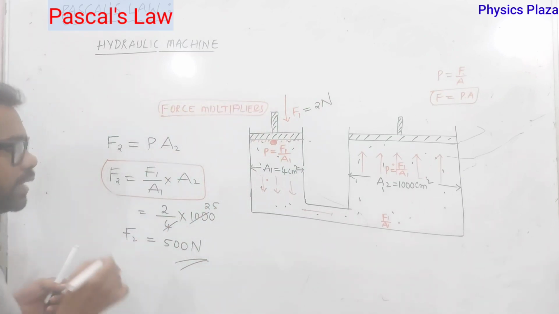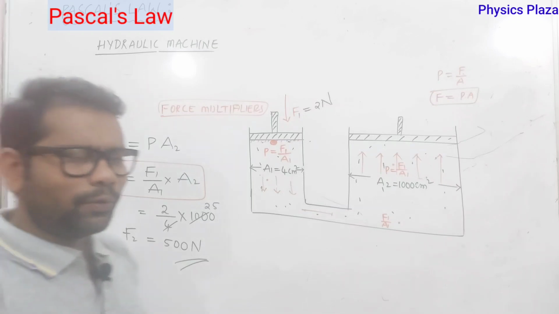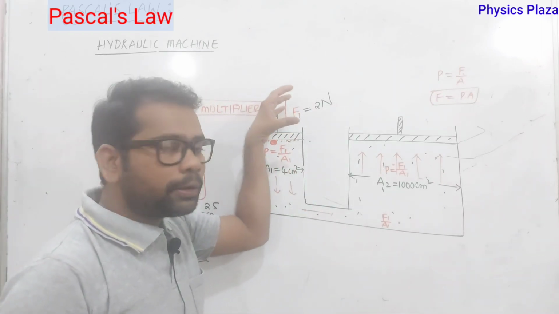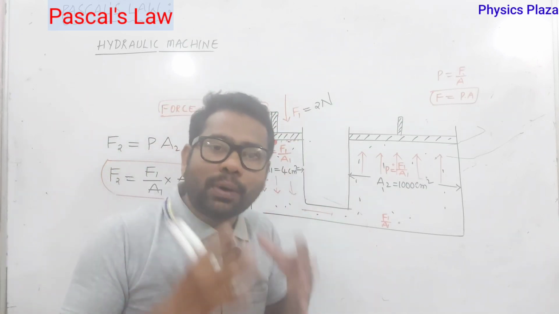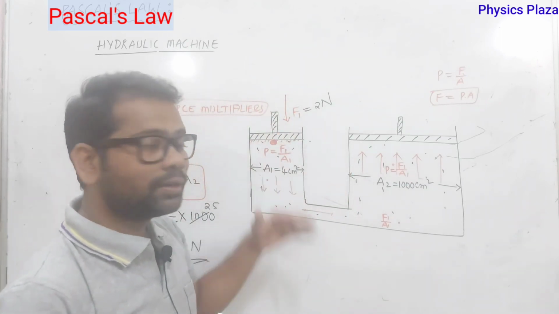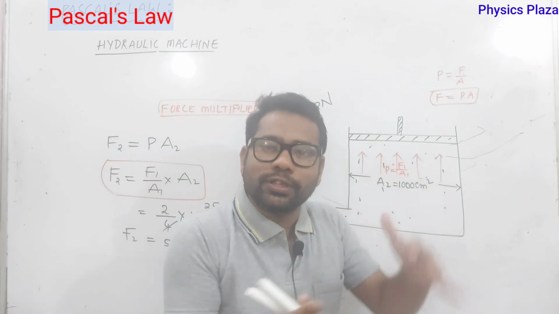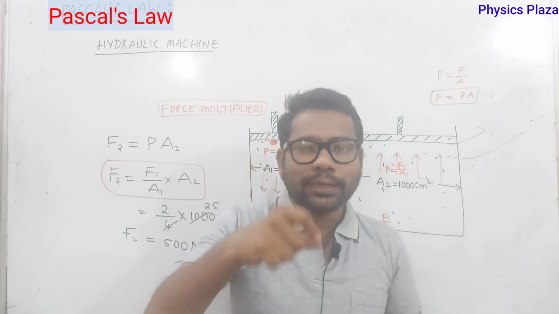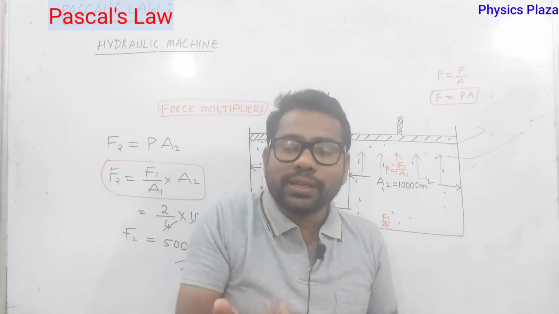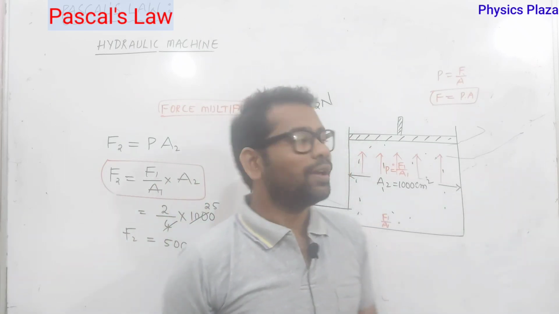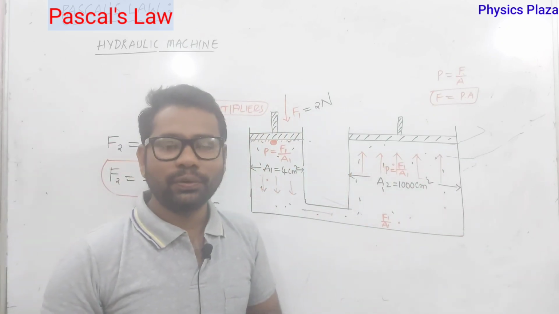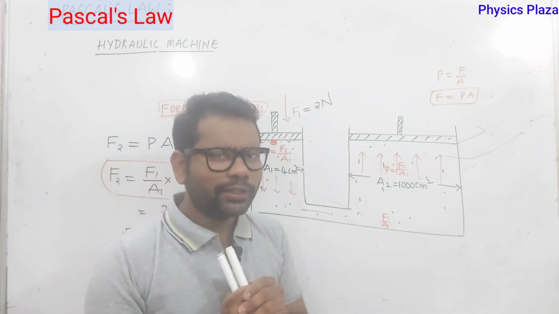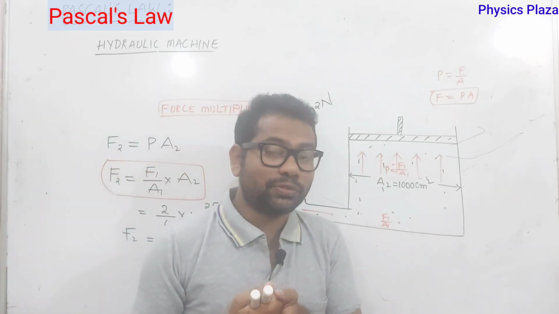Hydraulic machines act like force multipliers. Actually, what is the principle of a hydraulic machine, children? It is very simple. The smaller force applied on a smaller piston produces a larger force on the larger piston. Okay, fine, this is how a hydraulic machine works. And children, the application of this hydraulic machine is very important.